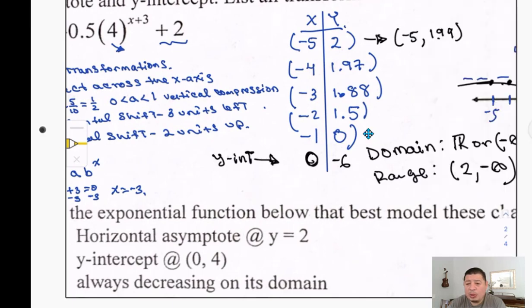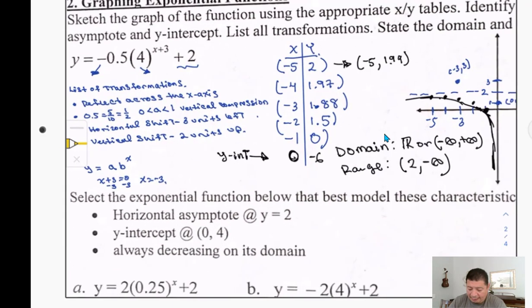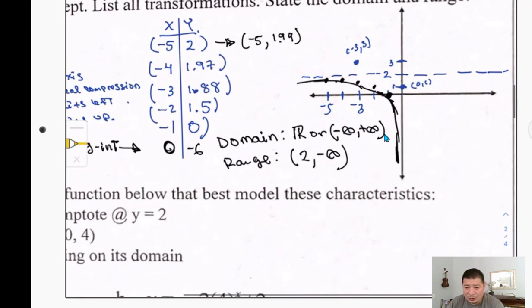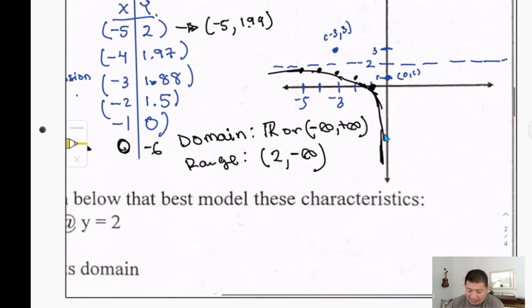One of the reasons we want that is to make our graph a little bit nicer. So we know that this is going to continue going down. And let's say that -6 happens to be there. So the graph is going to cross through there. And there you have it.